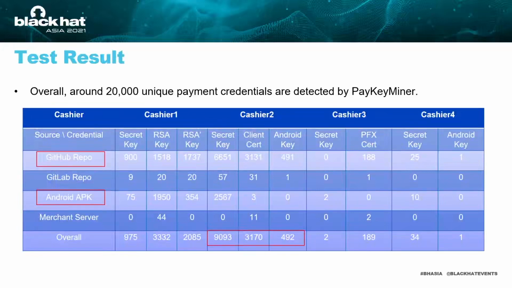Then comes the test results. In summary, about 20,000 unique payment credentials have been detected from these 3 leaking sources, including public Git repositories, Android APKs, and merchant servers. Among the 4 studied cashiers, in terms of leaking sources, most payment credentials are detected from public GitHub and Android APKs. On the other hand, most credential leaks happen in Cashier 2, which is consistent with its widespread integration in mobile apps.